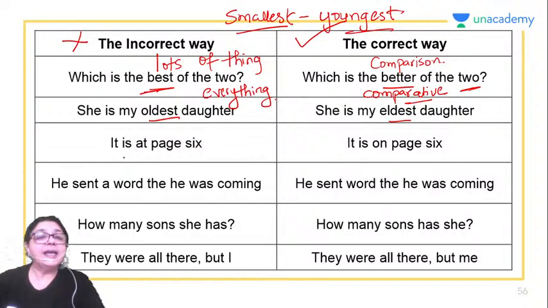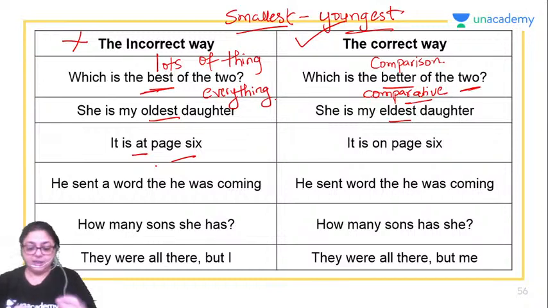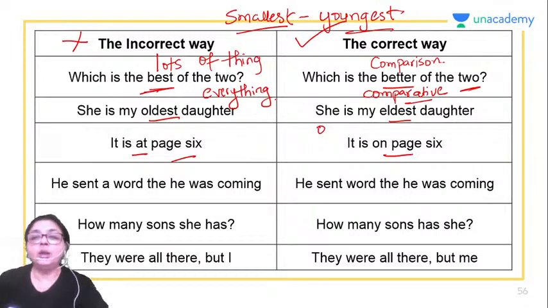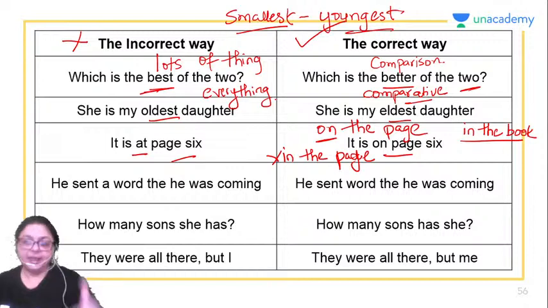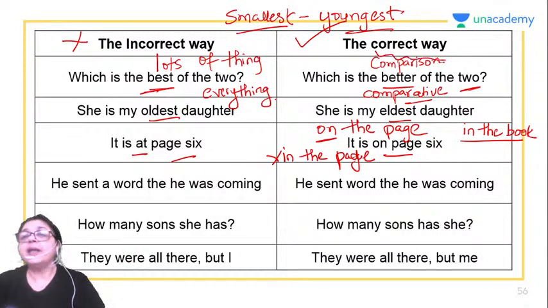Okay, चलो, It is at page 6. At, it's not at, it's not a place. It is on. कहाँ है? पेज के ऊपर, on the page. We are also not going to use in the page. It cannot be in the page. Yes, it can be in the book, because it becomes inside, in the book, yes, but on the page. These are very small things, but yes, we need to pay attention to these things when we are talking. So that is a correct way of talking.